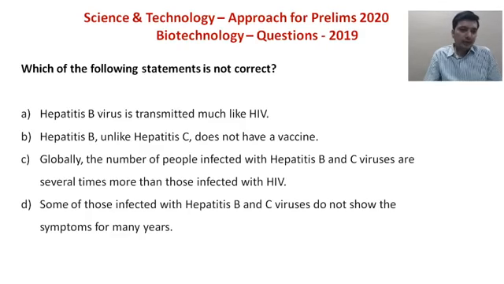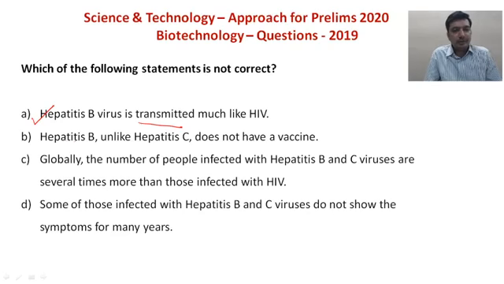Let's see. Hepatitis B virus is transmitted much like HIV. Do they follow the same path of transmission? Indeed yes. Why? Because both of them are sexually transmitted diseases. Either contaminated blood or sexual transmission is possible for both HIV and hepatitis B. I believe this is something you're probably familiar with, so you shouldn't have a problem answering it.